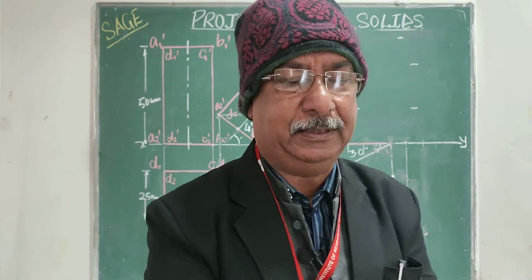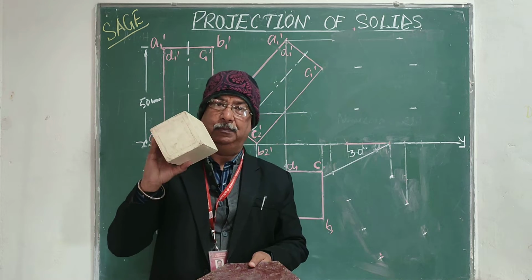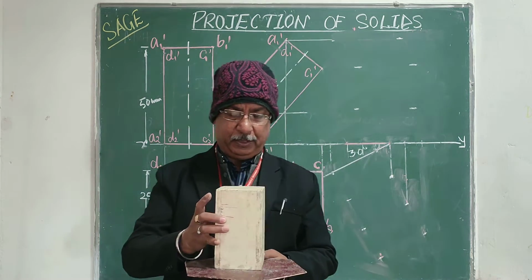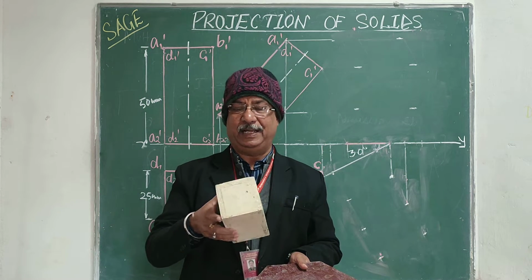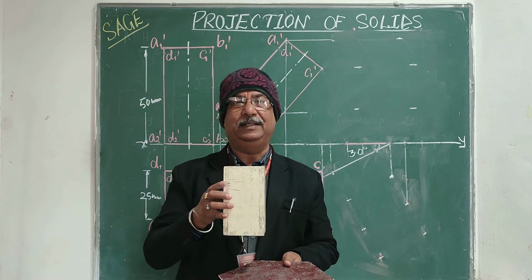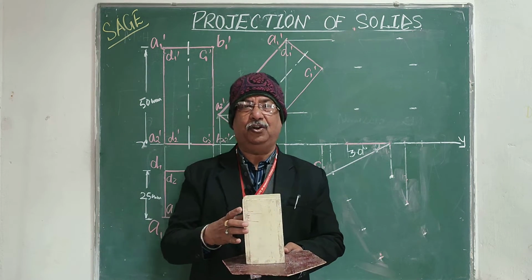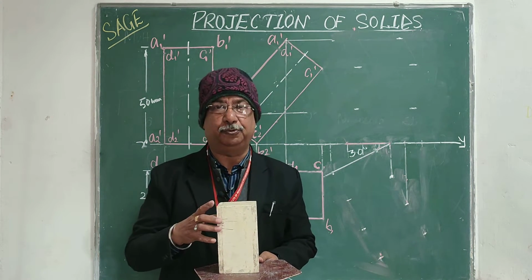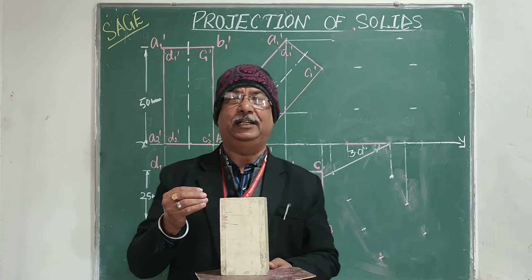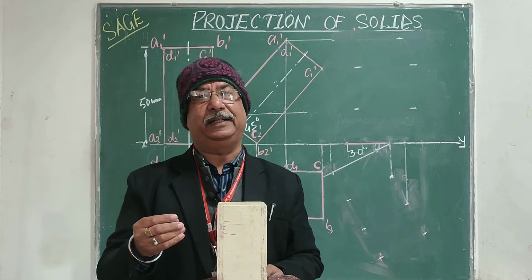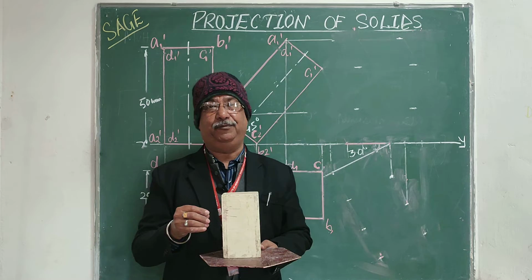Again I have taken the simplest problem, the first beginning problem, that of a square prism. The problem will be like this. There will be a square prism of base side 25 mm and height 50 mm. It will be resting on one of its base sides on the HP, with the base side on the HP inclined at 30 degree to the VP, while the axis of the prism will be inclined 45 degree to the HP.